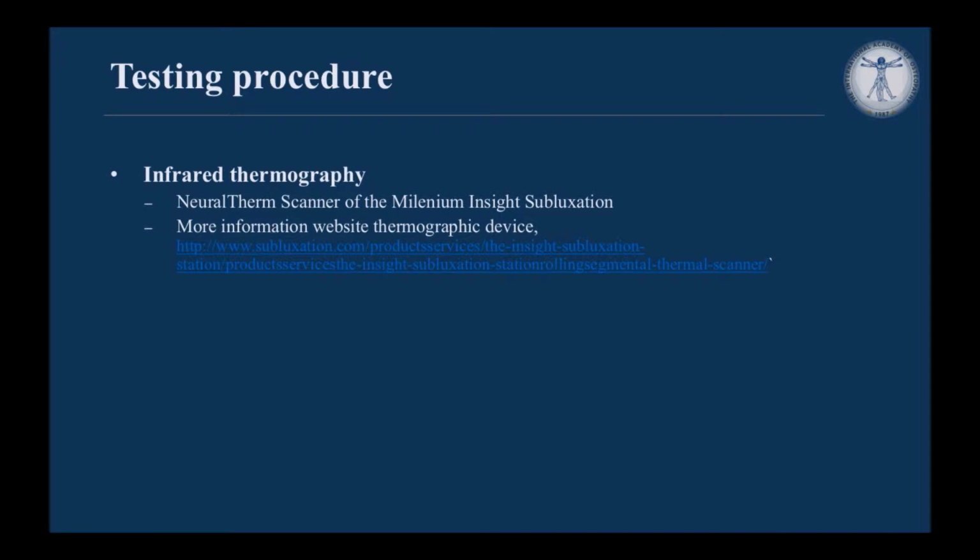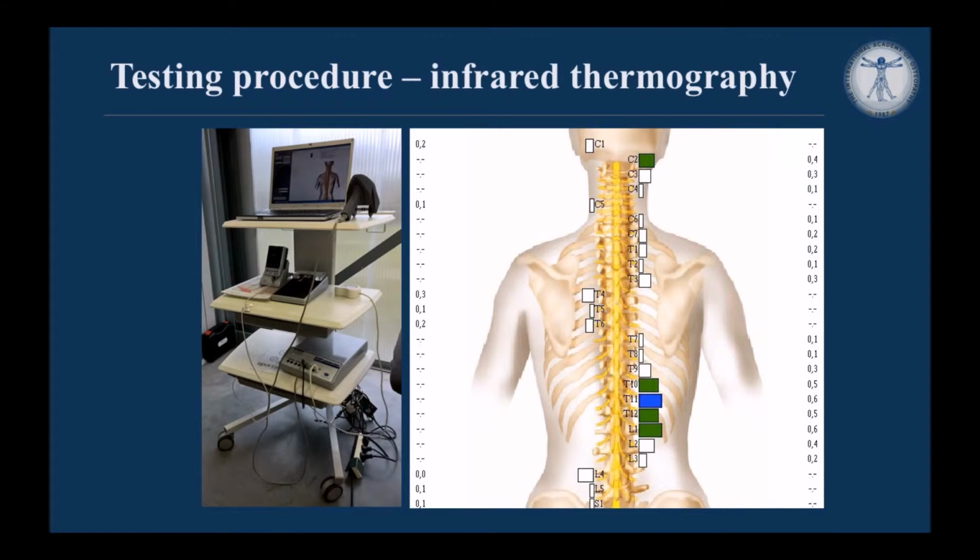Materials and methods. The NeuroThermal scanner of the Insight Subluxation Station was used to measure the right-left paraspinal skin temperature difference of the segments T1 till T12. An output file of the scanner is shown.